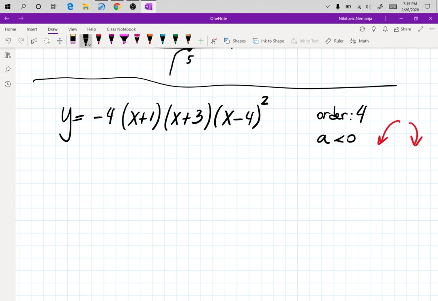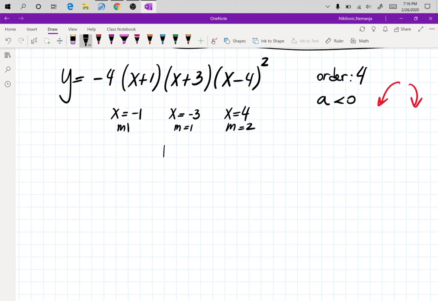Help me with roots. What's the first root? -1. What else do I need to know about it? Multiplicity 1. Multiplicity 1, thank you. How about the next root? What's its multiplicity? 2. -3, what's its multiplicity? 1. What's the exponent? Right, it's 1. What's the next root? 4. 4, right? What's the multiplicity? 2.